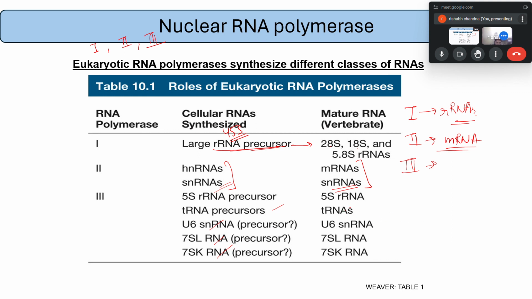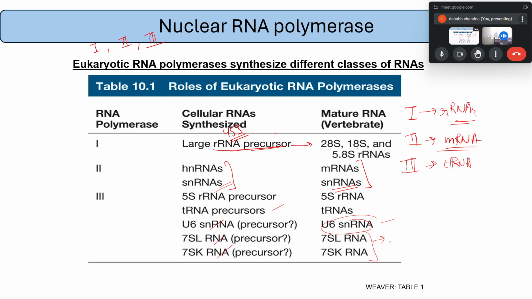So RNA polymerase 3 basically forms the tRNA. Okay, and U6 snRNA is involved in the spliceosome complex, and 7SL and 7SK are small RNAs, okay, involved in various regulatory processes. So this was the thing. This type of question, the information-based questions, are also asked in competitive examinations.